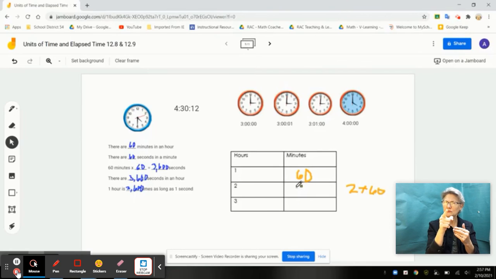Okay, let me hear your answers in 3, 2, 1. 120. Awesome. All right, last but not least, for our example here, 3 hours. Again, we could do 3 times 60, multiply our hours times how many minutes in each hour. And we find that there are 180 minutes in 3 hours.